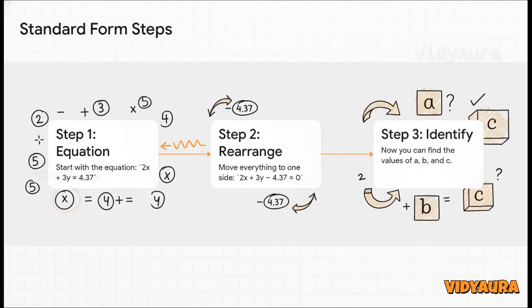Okay, let's practice this. Let's take the equation 2x plus 3y equals 4.37. Our goal is to make it look like ax plus by plus c equals 0. What's the main difference? Well, the standard form has a 0 on one side. So, all we have to do is move that 4.37 over to the left side. And what's the golden rule when you move something across the equal sign? You flip the sign. So, it becomes 2x plus 3y minus 4.37 equals 0. See? Perfect. Now we're ready to pick out our a, b, and c.